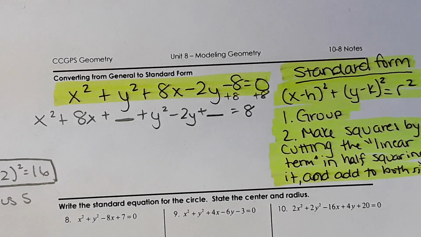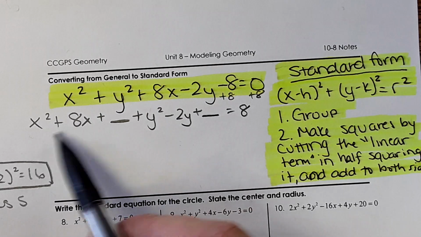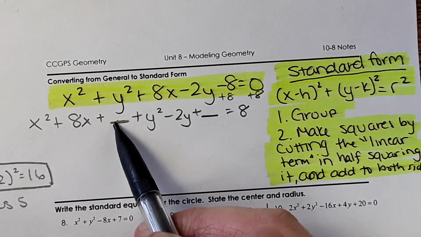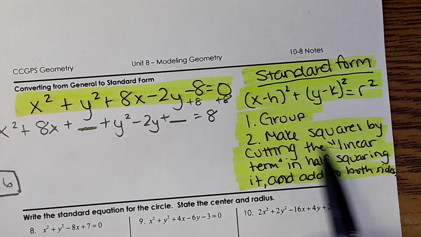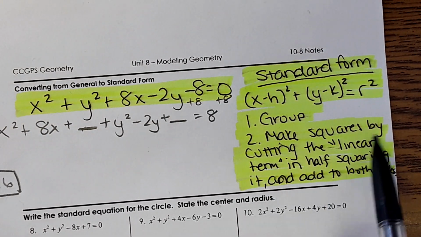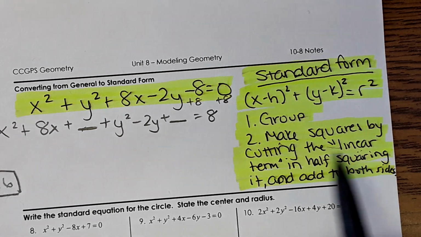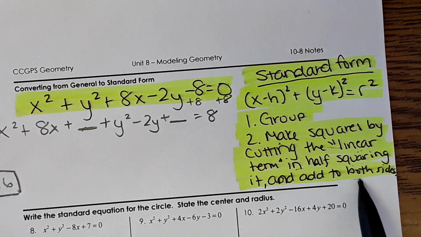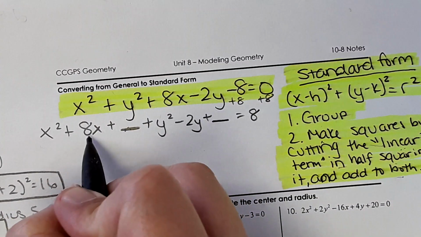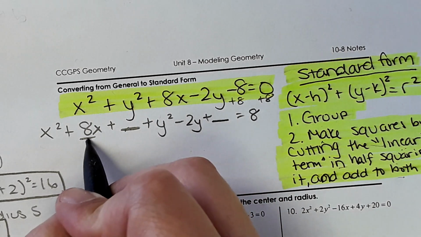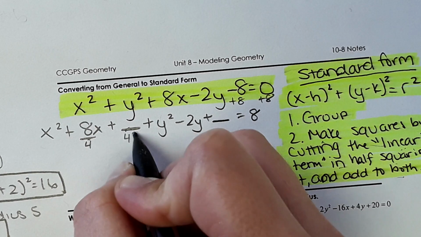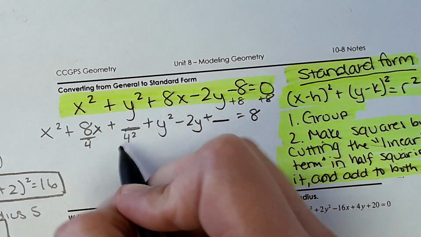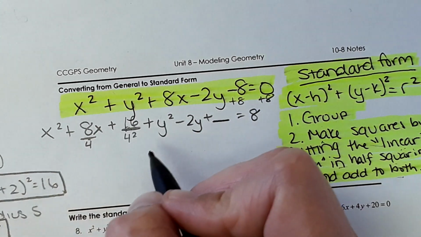Okay, now what? We need to get whatever constants here so that we can get this into factors. And the way we can find that constant, you could use guess and check, but there's actually a simpler process. It says make squares by cutting the linear term in half, squaring it, and adding it to both sides. So 8 divided by 2 would be 4, and then 4 squared is 16.